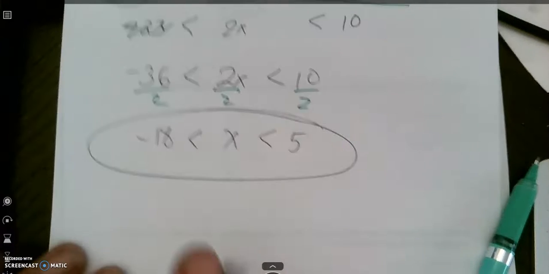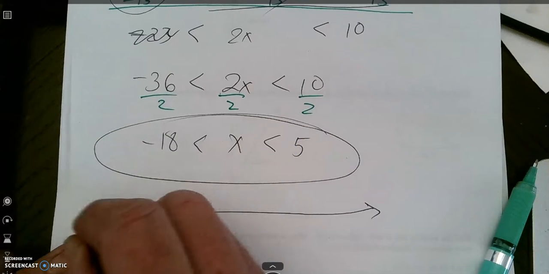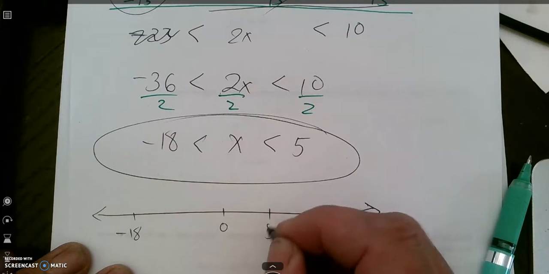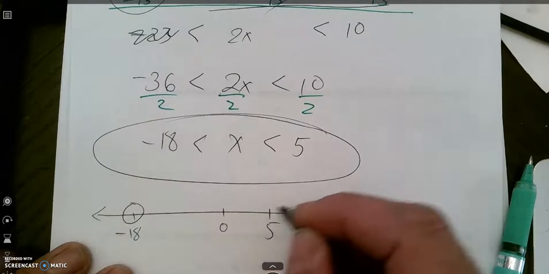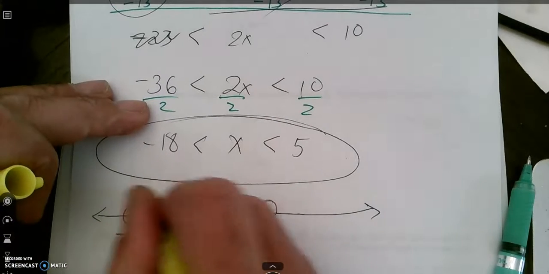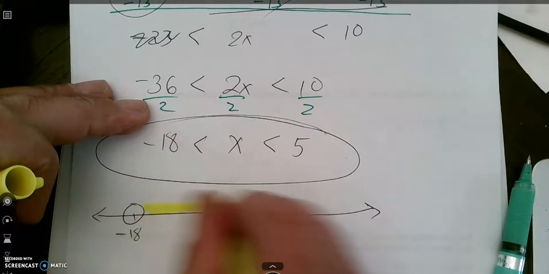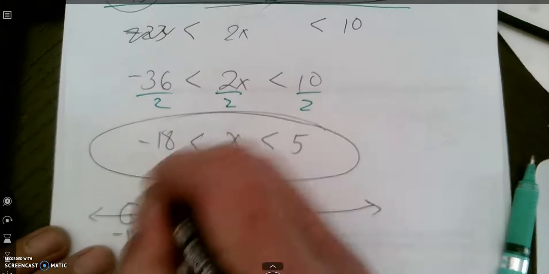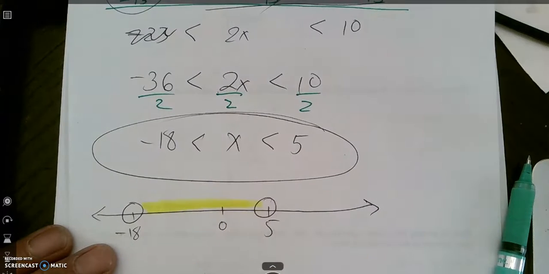In terms of graphing this thing, we're between negative 18 and then like 0 would be somewhere over here, then 5 somewhere over here. We're between these 2 points. There's only stuff in between. So how you want to shade that is use a pen or use a highlighter. We want to show the area in between here. X is any number in between here.